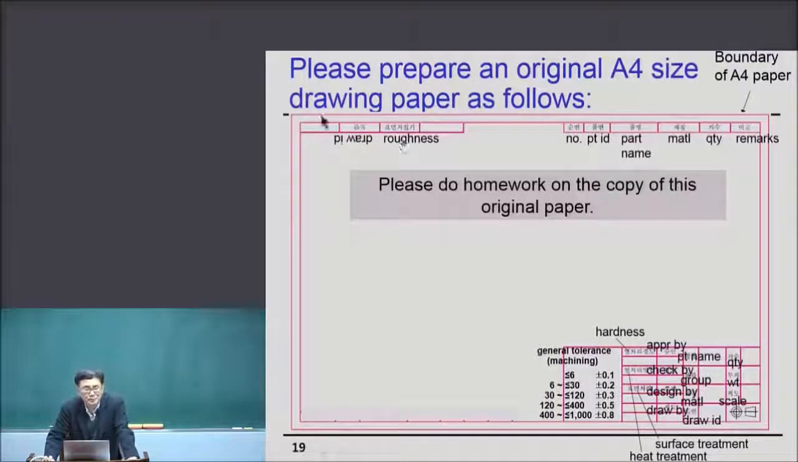I'm very sorry that this is a Korean version drafting paper. The text is in Korean, but I translated it into English. So please refer to the English words. You can generate one original using the A4 size and create this format, referring to the English words which I wrote here. For example, 품명 is part name, 재질 means materials, and 개수 is quantity. So you use English words in the format of your drawing paper.